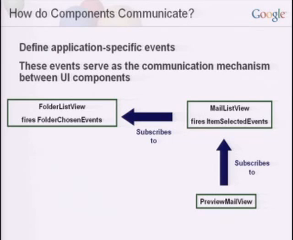And Kelly alluded to this in his usability talk, which is really cool. What you want to do is define application-specific events that serve as a communication mechanism between UI components. So maybe the folder list view fires folder chosen events, right? Maybe that's what it does. And then the mail list view subscribes to those, because he wants to know when they happen. When they happen, he can handle it and populate his list of messages. And maybe he, in turn, fires item selected events, which the preview mail view could subscribe to so that he can show the message that corresponds to the selected item.